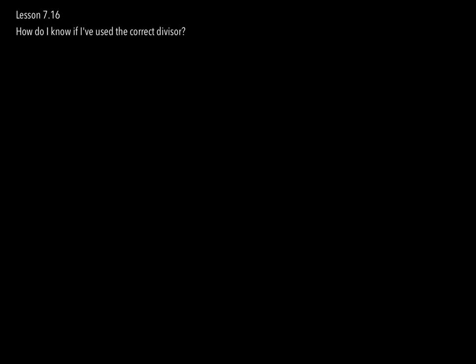Lesson 7.16. My question today is, how do I know if I've used the correct divisor? One of the things we looked at yesterday is that when we're dividing with larger numbers, sometimes we have to estimate and guess. Well, today we're going to see what happens if our estimate is wrong. But first, let's start off with some review from yesterday.